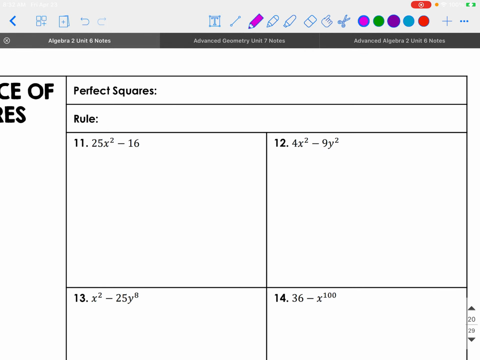I have this place up here to rewrite our perfect squares just so that you don't have to keep flipping. I'm going to write them really quick. If you want to copy them down, you can.